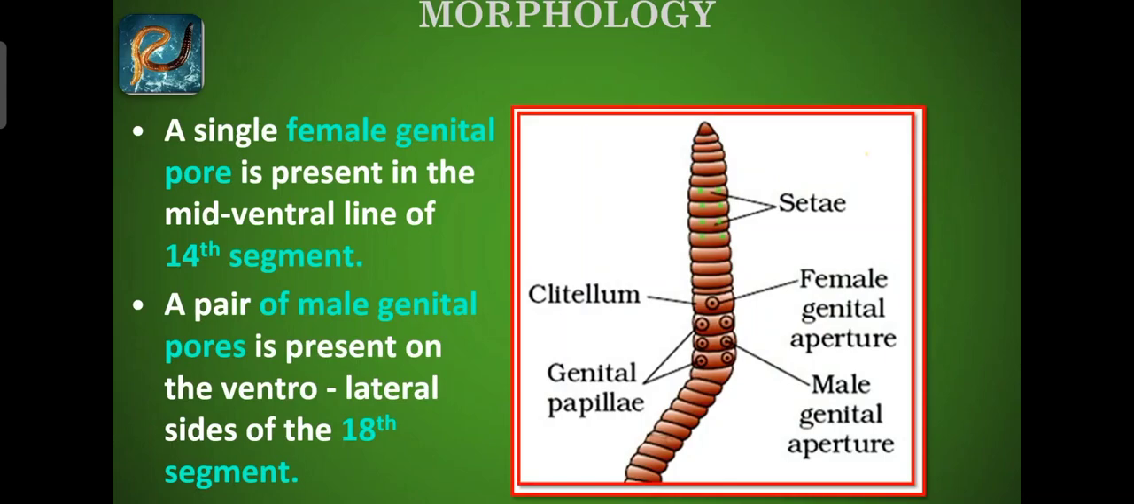Then on the segments above and below the male genital aperture, that is on the 17th and 19th segments, 2 pairs of genital papillae are present. You can see above the male genital aperture and below the male genital aperture, 2 pairs of genital papillae are present.